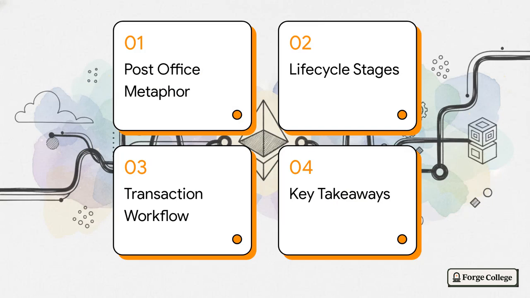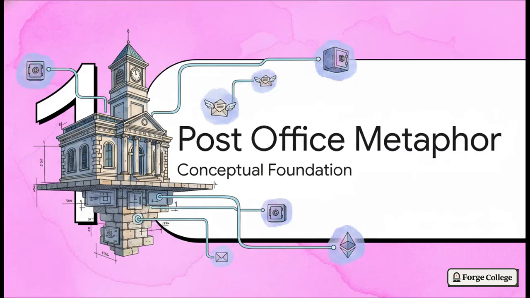Okay, let's dive into this. Here's our table of contents for our engineering schematic. First, the post office metaphor. Second, account lifecycle stages. Third, the transaction workflow. And finally, key takeaways. Kicking things off with Section 1, the post office metaphor.